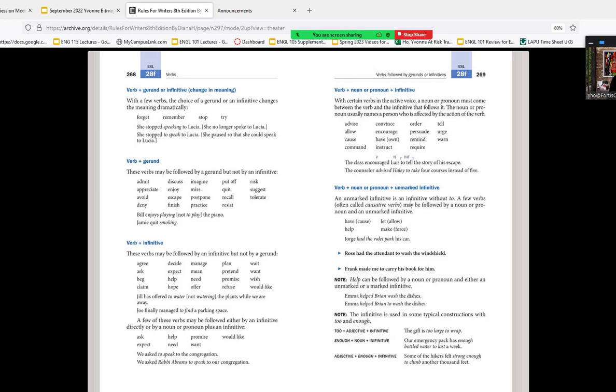Help can be followed by a pronoun or a noun and either a marked or an unmarked infinitive. Emma helped Brian wash the dishes. Emma helped Brian to wash the dishes. The infinitive is used in some typical constructions with too and enough. The gift is too large to wrap. Our emergency pack has enough bottled water to last a week. Some of the hikers felt strong enough to climb another 1,000 feet.